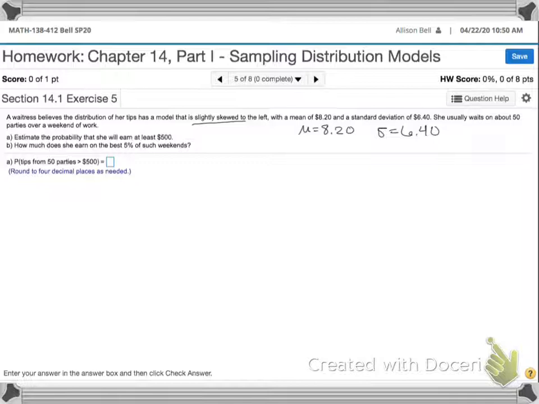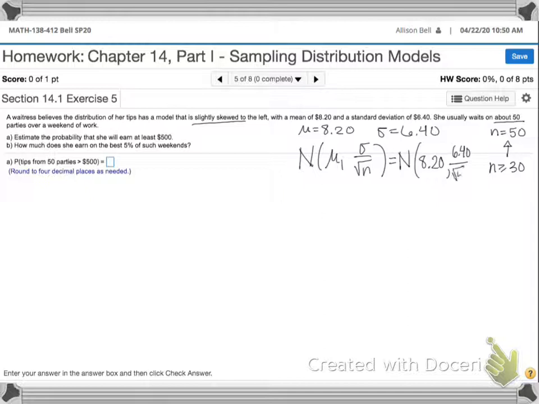It says she usually works on about 50 parties, so now they're telling me n is equal to 50 over a weekend of work. So because this number n is greater than or equal to 30, we can apply the normal model. So we would want to create a model here before we even approach this problem that looks something like this. So our model is going to be 820 as our mean with 640 divided by the square root of 50 as our standard deviation.